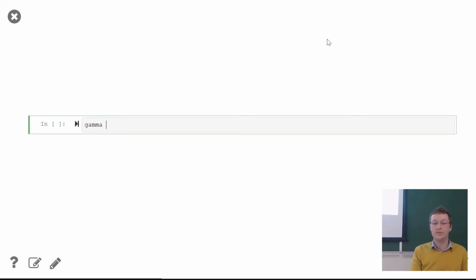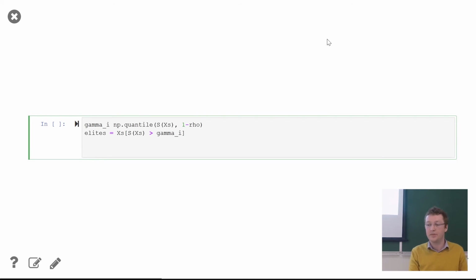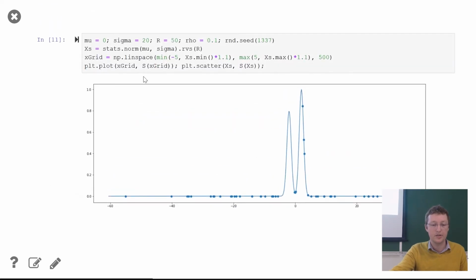So what does that look like? So we take that intermediate level gamma i to be the quantile of the objective values, where we take the top 1 minus rho quantile. And the elite values are then those x's which have an objective function above that threshold. So let's copy some code from back here.